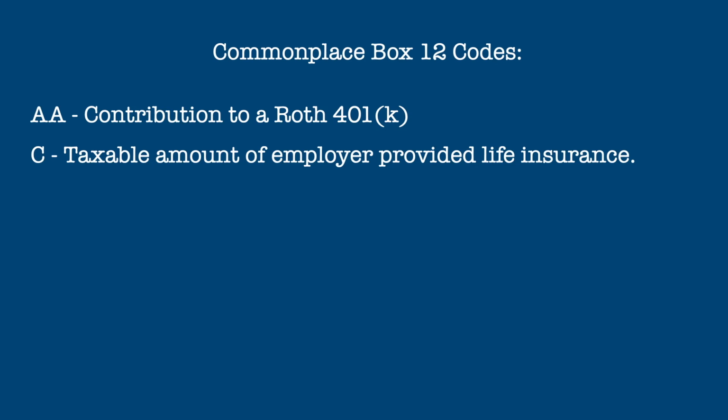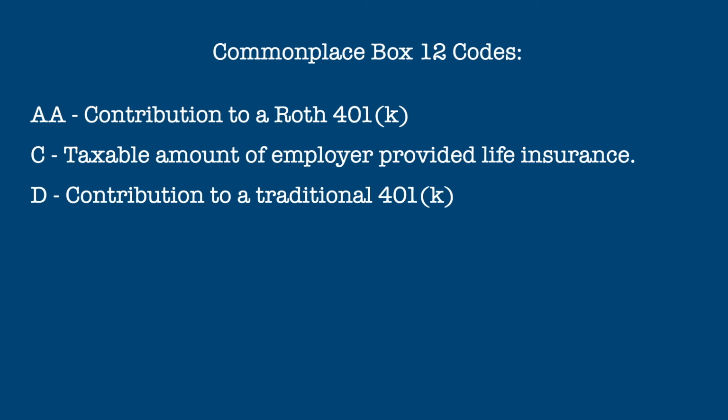C. If your company is providing you with over $50,000 in life insurance, the value of that insurance is partially taxable. The amount in this box is based on the amount of the insurance and your age and is included in Box 1. D. If you made a contribution to a traditional 401k, that figure will be here. This figure will explain much of the difference between boxes 1 and 3.